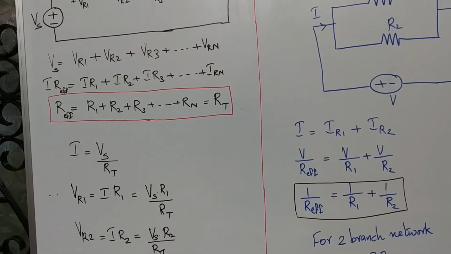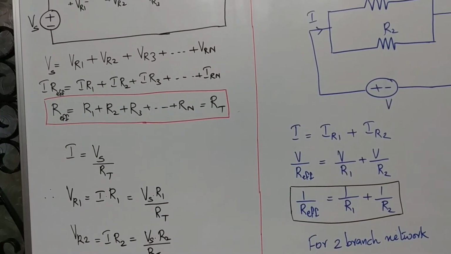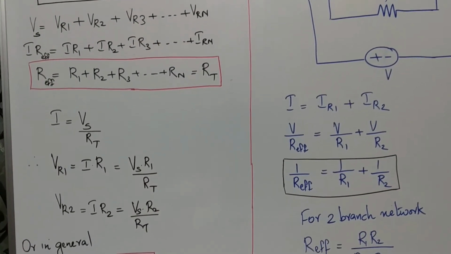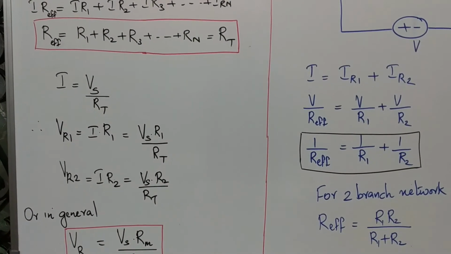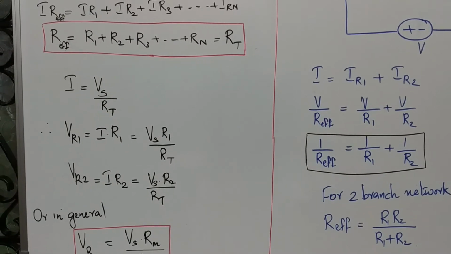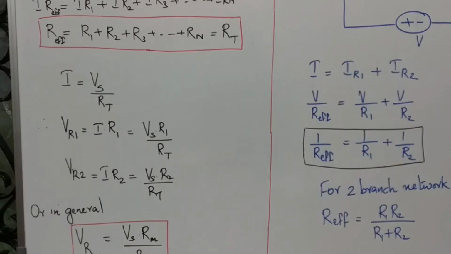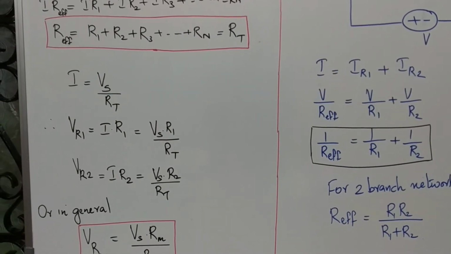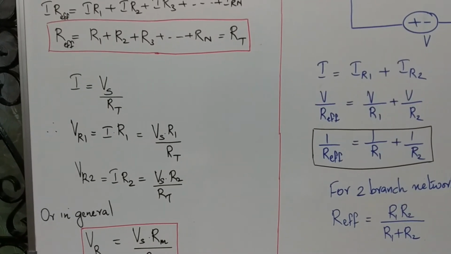Now we'll try to find out what is the value of voltage drop across each resistance. For that, we'll write down the equation for I. The total current I equal to V by R. So here it will be Vs by R effective, or here it is R total.